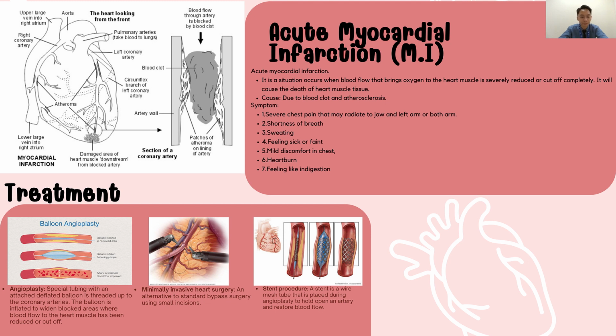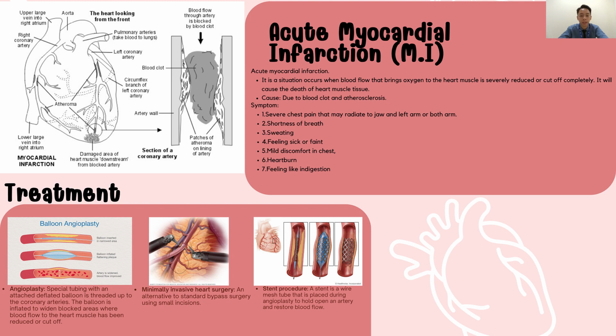Next, we'll discuss the disease and treatments. The disease that I chose here is acute myocardial infarction, which is the situation that occurs when blood flow that brings oxygen to the heart muscle is severely reduced or cut off completely. It will cause the death of heart muscle tissue. The cause of acute myocardial infarction is blood clot and arteriosclerosis.